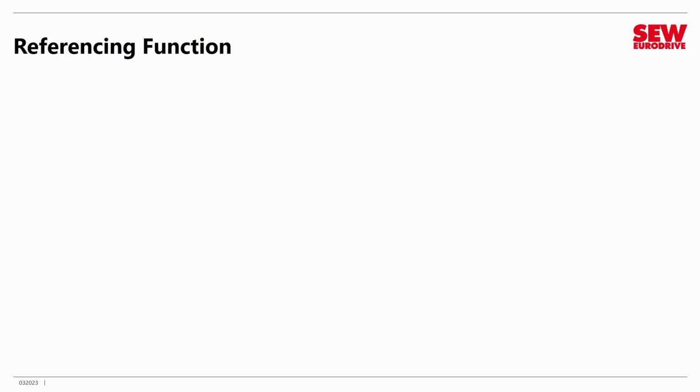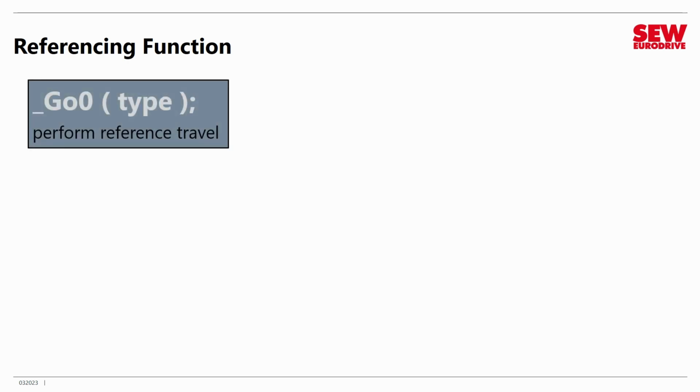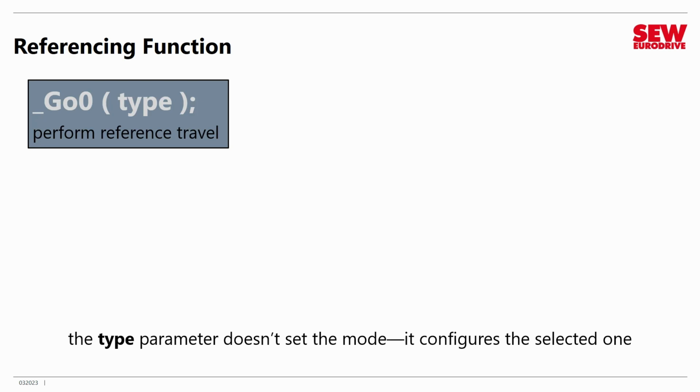Now, there is one function built into the library of built-in functions associated with referencing, and it is called GoZero. You've actually seen this before. I used it as an example way back. It has one parameter called type, and GoZero performs some kind of reference travel. Type does not set the mode, in other words, 0 through 8. You have to do that in the parameter tree. What it does, it configures the existing mode.